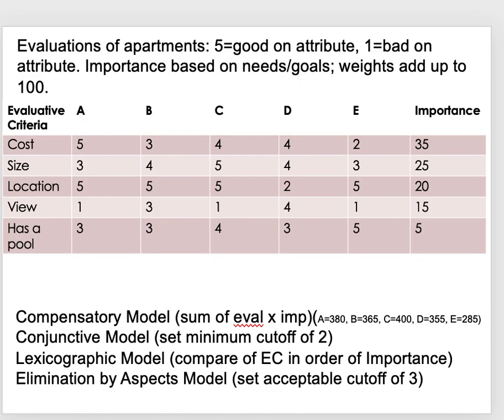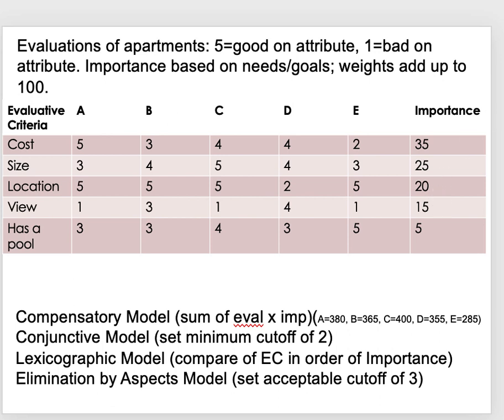So here's a situation where, let's say, it's a student considering which apartment to rent. And we've got 5 options: apartment A, apartment B, apartment C, apartment D, apartment E. And then we've got the 5 criteria that are the most important to that student: cost, size, location, view, has a pool. And then we've got the performance of each of these different apartment options on each of these different dimensions. And then separately, we've solicited the importance values from this particular person.